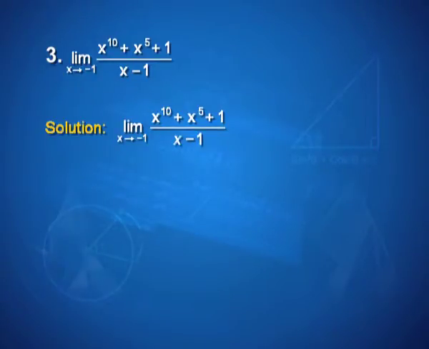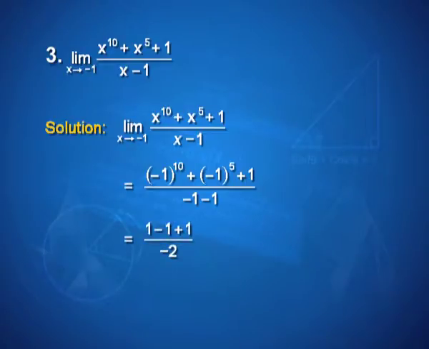Question number 3, limit x to the power 10 plus x to the power 5 plus 1 upon x minus 1 as x tends to minus 1. For the solution, look, limit x to the power 10 plus x to the power 5 plus 1 upon x minus 1 as x tends to minus 1 can be simplified as minus 1 to the power 10 plus minus 1 to the power 5 plus 1 upon minus 1 minus 1, that is equal to 1 minus 1 plus 1 upon minus 2, that is equal to minus 1 upon 2.